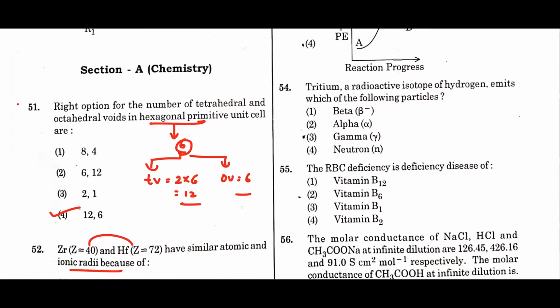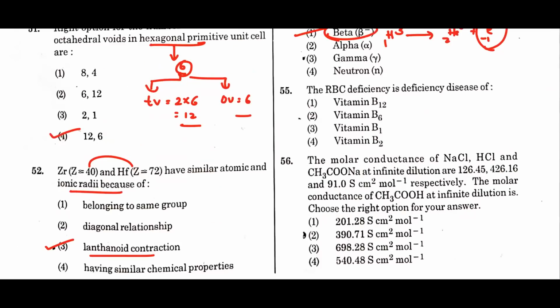Question number 54. Tritium, a radioactive isotope of hydrogen, emits which of the following particles? It emits beta particles, along with the helium particles, and the beta particles are electrons. Option 1 is the correct answer. Question number 55. The RBC deficiency is a deficiency disease of vitamin B12, that is called cyanocobalamin.